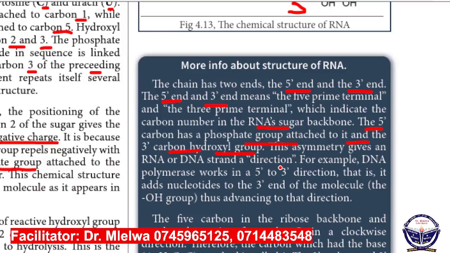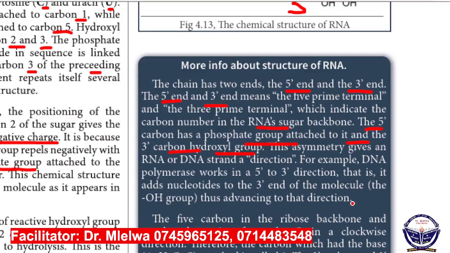Kwa hiyo RNA au DNA zinakuwa zina direction, na direction hizi tunaangalia nini? Tunaangalia 5 prime pamoja na 3 prime. Zile prime za RNA na DNA ndizo zinazotuambia direction hizo, unaona. For example, DNA polymerase work in a fifth to third direction, that is, it adds nucleotide to the third end of the molecule, yani the hydroxyl group, thus advancing to that direction, unaona.